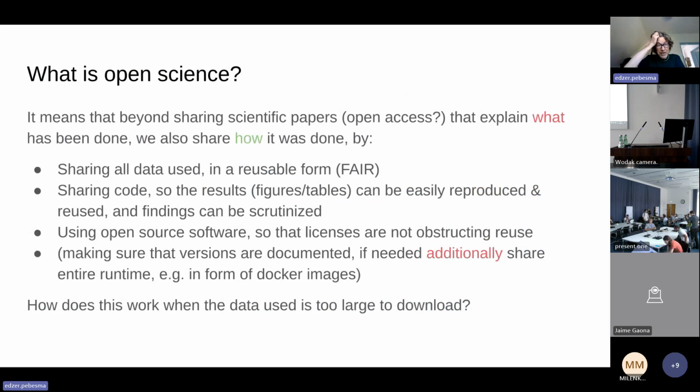And roughly, if I think of it, it means that beyond sharing scientific papers, which we try to do hopefully using open access journals and so on, we also, in papers, describe what we do in terms of words and equations and so on, but in addition to that also share how it was done by ways of sharing all the data that we use. There are the FAIR principles really about data sharing, but also that we share code that we develop to get things done so that the results in the paper, the figures and the tables, the numbers can be easily reproduced and also reused, but also that findings can be scrutinized, right?